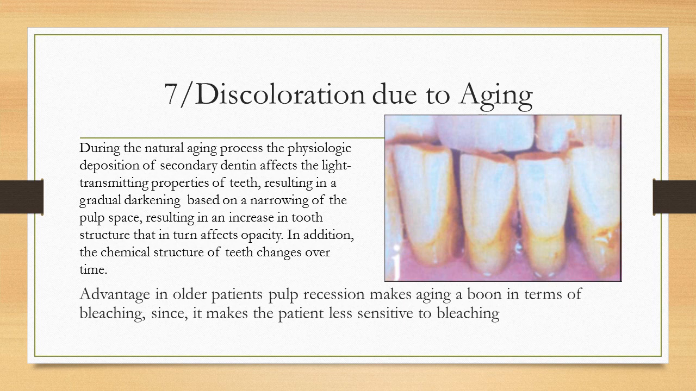Discoloration due to aging. Definitely with aging we will have an increase in the thickness of dentine. We have some exposed dentine cervically due to erosion, some exposed dentine occlusally due to attrition, and an increase in thickness of the dentine, the yellow color of the dentine in comparison with the enamel. The tooth will look yellower, due to the formation of secondary and tertiary dentine with time. So there will be no advantage of bleaching here. The teeth will be insensitive.